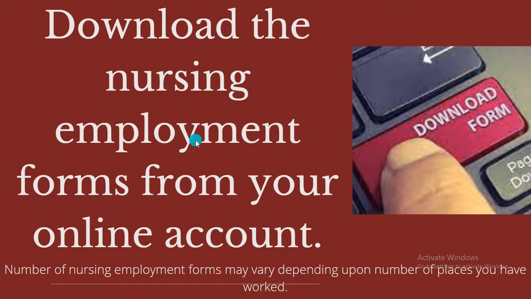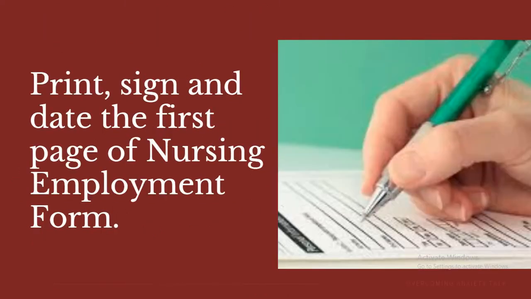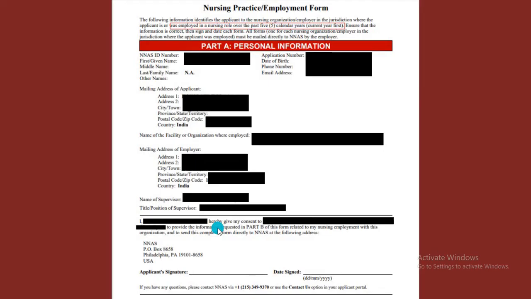Now the number of your nursing employment forms will vary depending upon the number of places where you have worked. So you will download all those forms and you will have to print, sign and date the first page, that is part A of the nursing employment form, of all of the forms which you have downloaded.